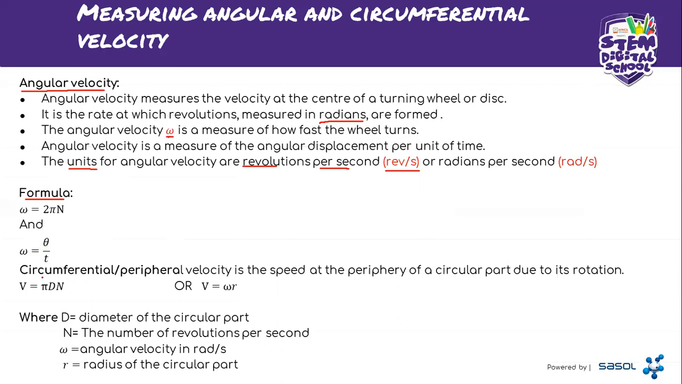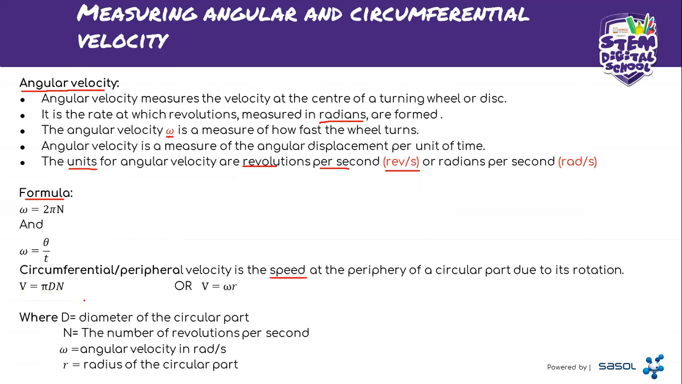Then we are now moving to what? Circumferential or peripheral velocity. We call it circumferential or peripheral velocity. Then they are saying what? Circumferential or peripheral velocity is the speed at the periphery of a circular part due to its rotation. The speed it rotates, right? So this is the formula that we're going to use. V, which is the peripheral velocity, equals to what? Pi dn.